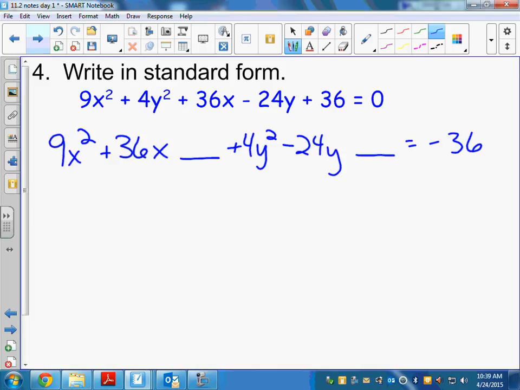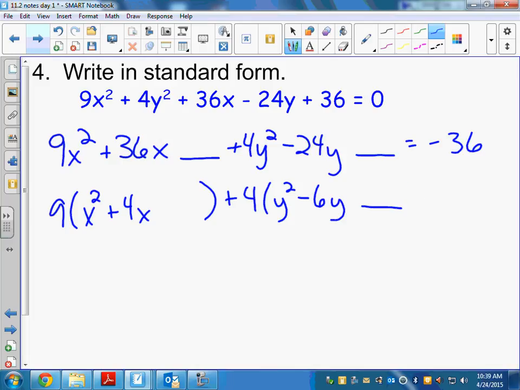Half? Oh, I can't take half of 36 yet, right? I've got to factor the 9 out. If you did that all in one step because you were thinking ahead, my brain is not allowing me to do that. Factor the 4 out, right? Remember, you can't complete the square if there's a number in front of the square term.